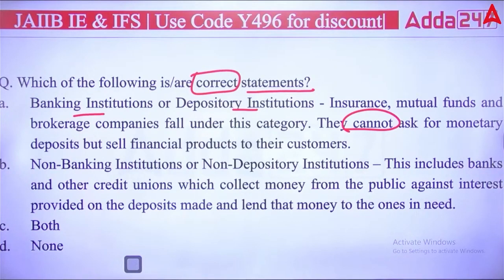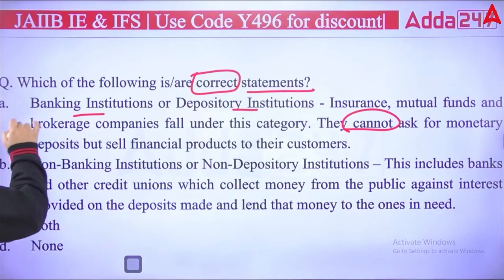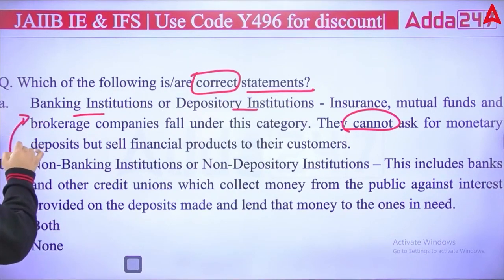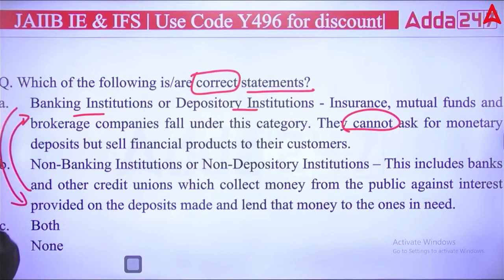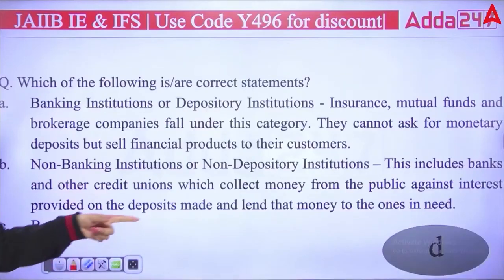And actually the statements, the definitions have been interchanged. Okay, these definitions have been interchanged. The option number B talks about the banking institution and the option number 1 talks about the non-banking institution. It means none of the above are the correct statement. Both are incorrect. Very good, none. Next question we have here, so right answer will be your D.